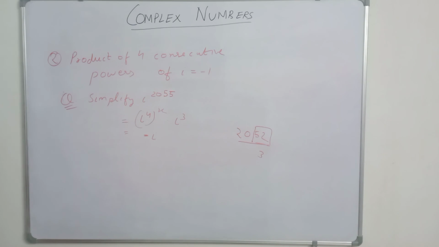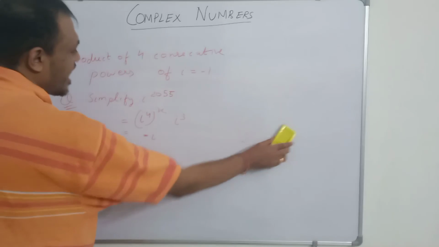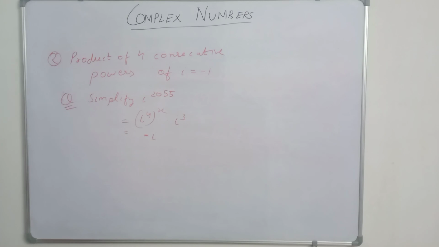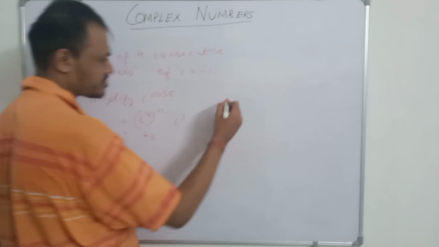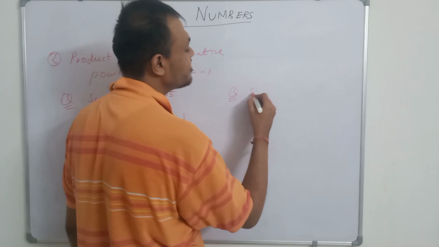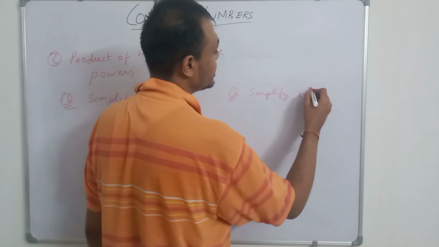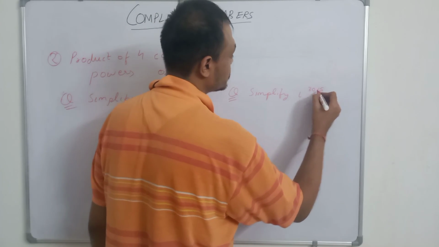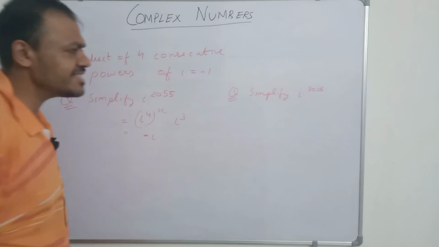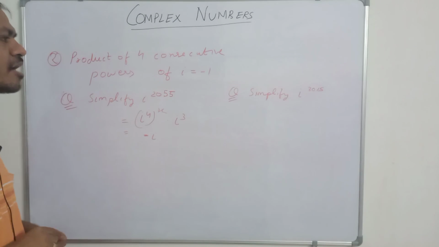So this is how we solve these questions. These are various simple questions, practice them. I am giving you more questions to find. Simplify iota to the power of 3015. You can easily solve it, and tell the answer in the comment box.